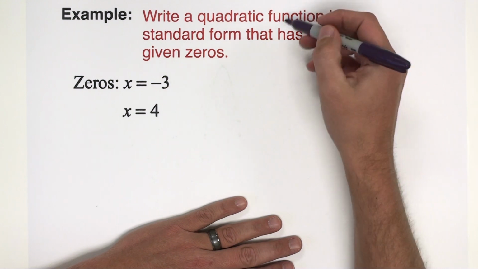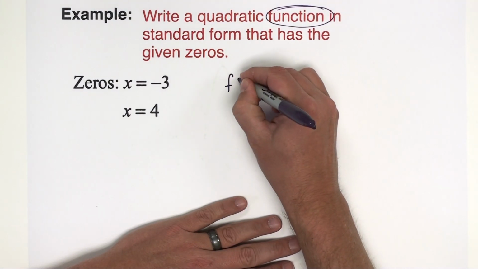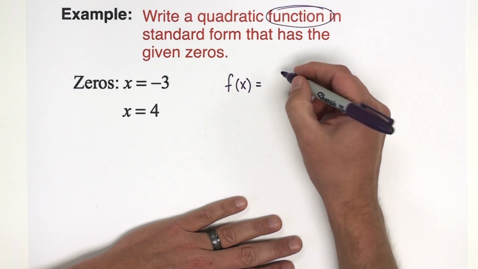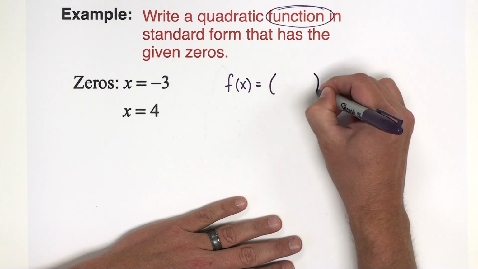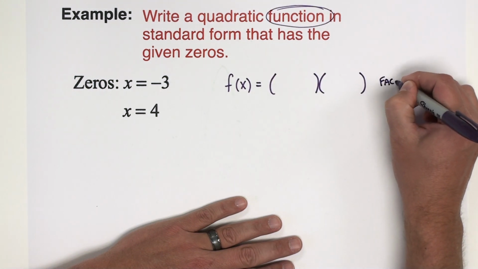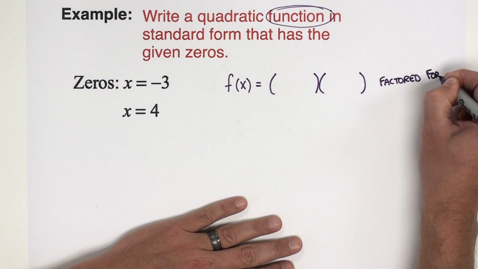So let's start, since we want a function, I'm not going to set this equal to 0, but I am going to start with just f of x equals. And what I'm going to do is I'm going to put it in a factored form first. Okay, so use factored form.